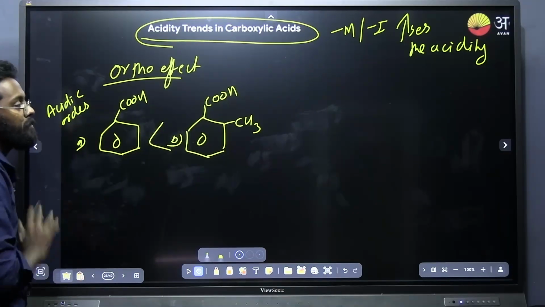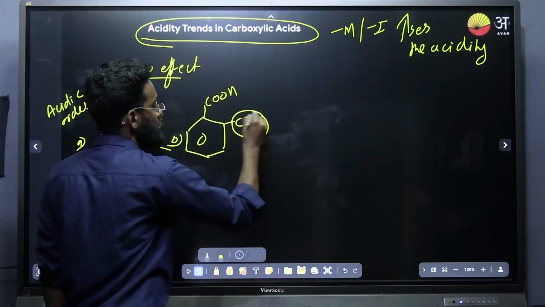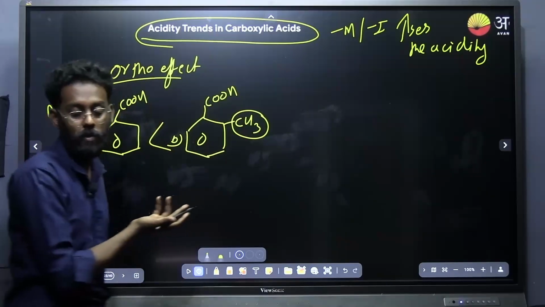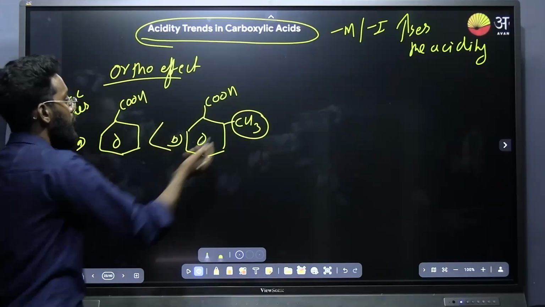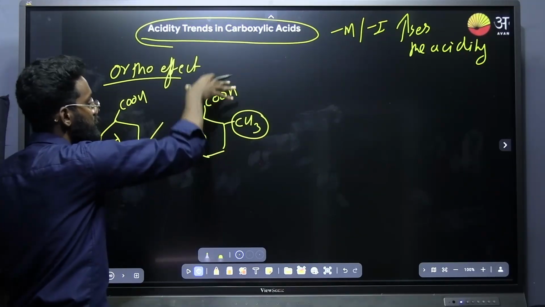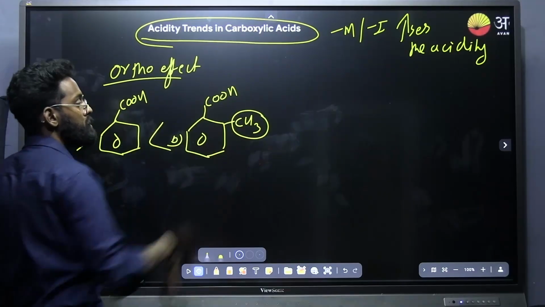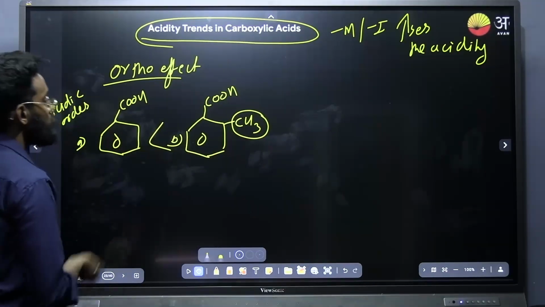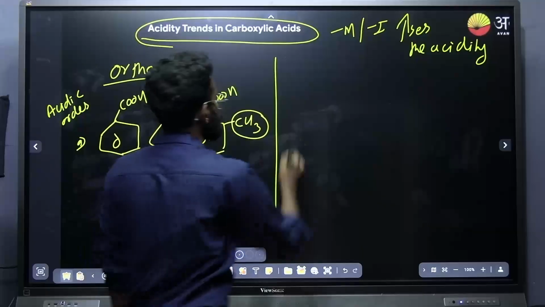Normally we will be thinking that this CH3 is a plus I group, right? Yes, it is a plus I group, and as a plus I group, it will increase the magnitude of negative charge. So it should decrease the stability and decrease acidity. But here, due to ortho effect, what is ortho effect?